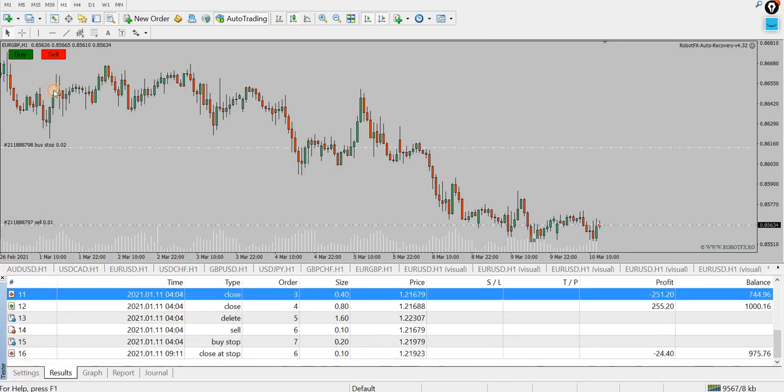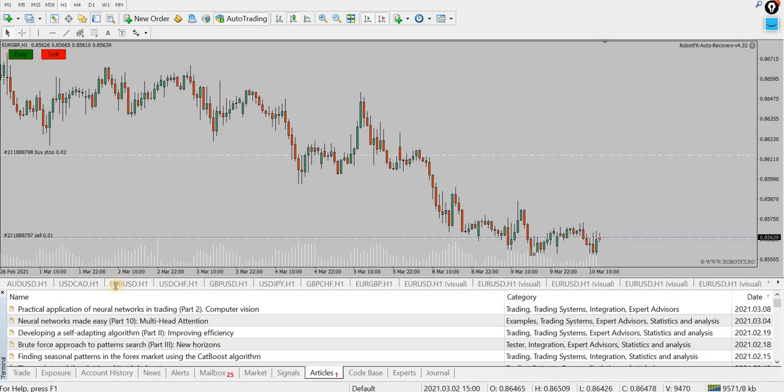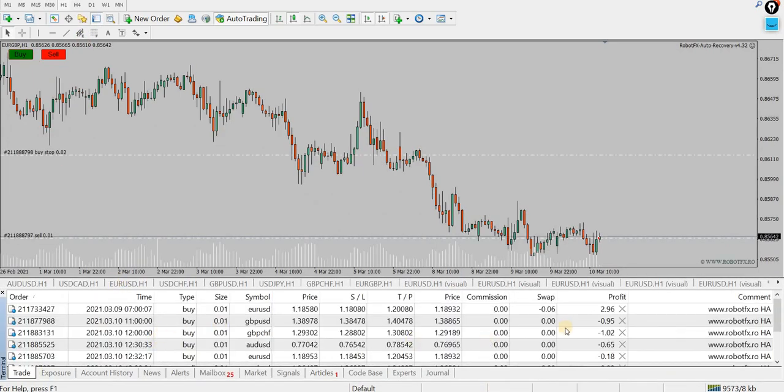No, not the strategy tester. We are on Euro GBP. And the magic number appears if you hover your mouse on the trade. You can see it, 112233. Great, and this is it.